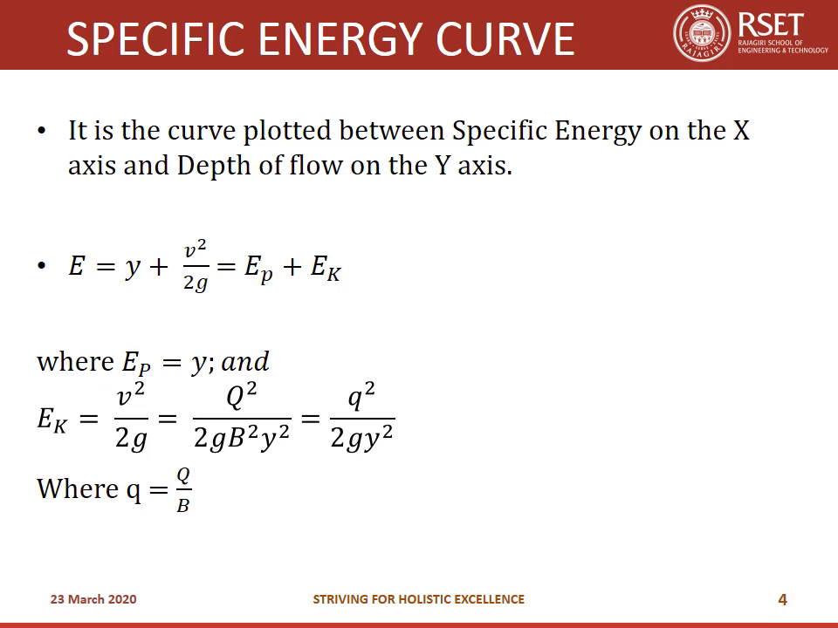Now I've done this because I'm going to plot a specific energy curve between the specific energy and the depth of flow. So I need all the terms in terms of the flow depth Y. Earlier, V squared by 2G was not in terms of flow depth Y. If I get it in terms of flow depth Y, it will be easier for me to plot it on a graph, and that is why I have converted V squared by 2G into q squared divided by 2G Y squared.